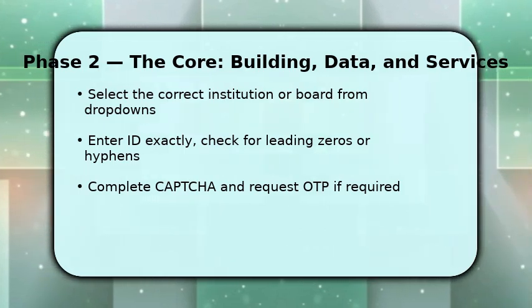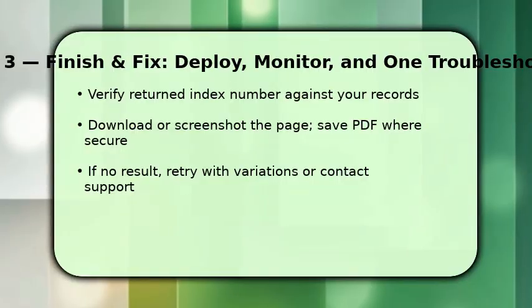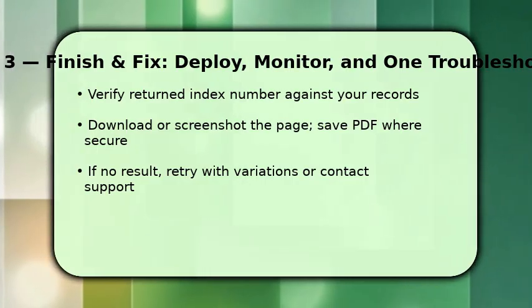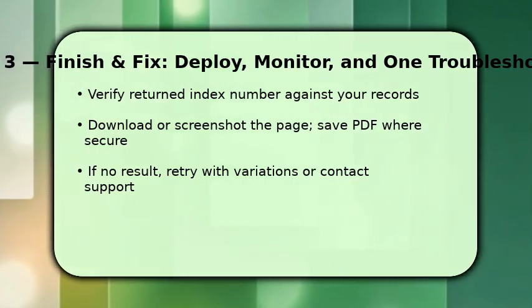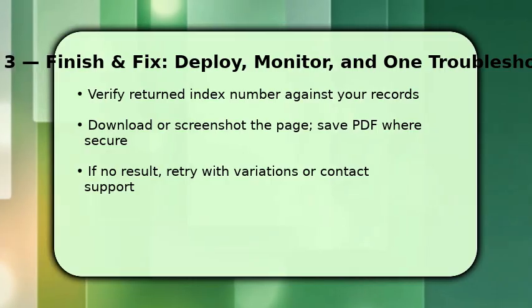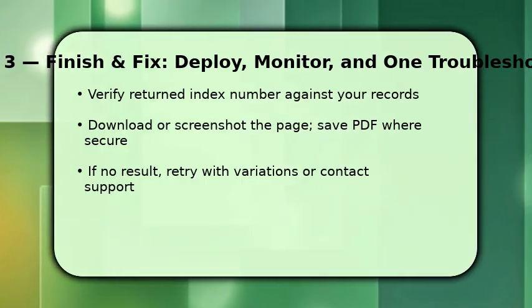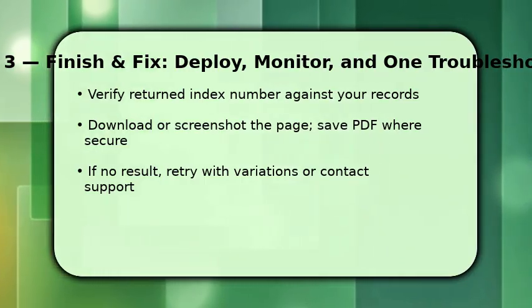You finish by verifying the displayed index number against any prior documents to ensure it's the correct record. Discrepancies happen. Once confirmed, download the certificate or take a clear screenshot and save a PDF copy in a secure folder. Make sure to note the retrieval date and the portal name for future reference.